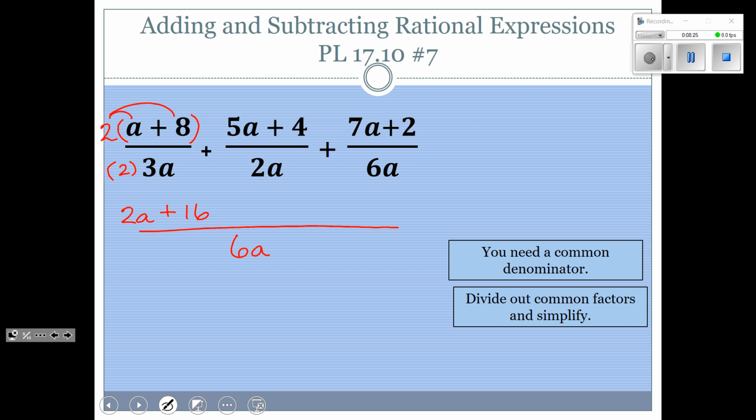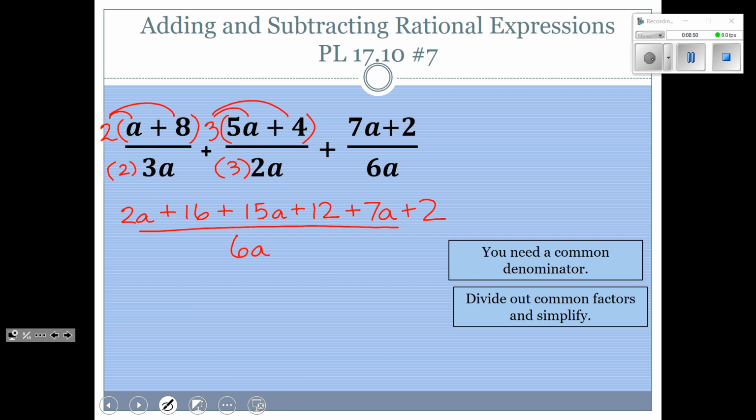Moving to the next term, what do I multiply 2a by to get 6a? I'd multiply that times 3. So now I have to multiply this binomial times 3 again using the distributive property. So 3 times 5a would be 15a, and 3 times 4 would be 12. Last one, we actually have the same denominator, so I don't have to do anything with the numerator. I can just write 7a plus 2.